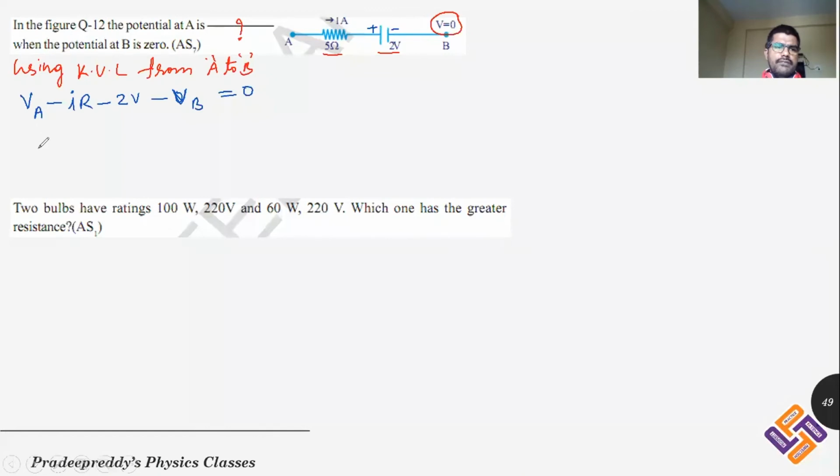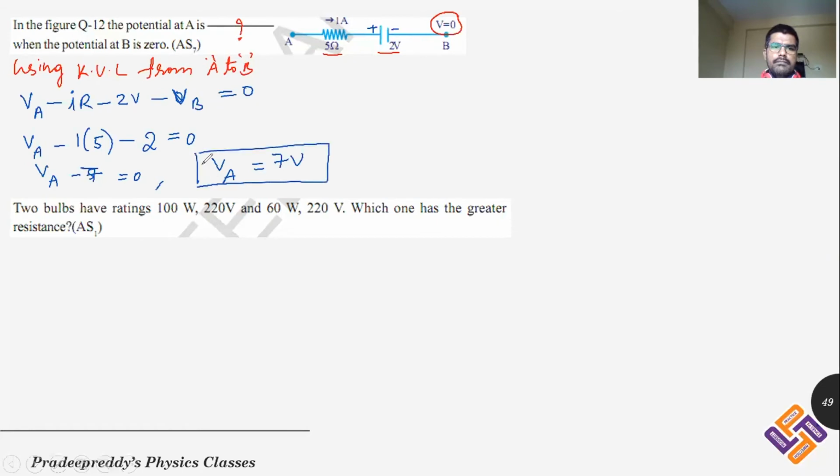So this can be written as VA minus current in the circuit is 1 ampere, resistance is 5 ohm, minus 2 minus 0 is equal to 0. This gives you VA minus 5 minus 2, that is minus 7 is equal to 0. Therefore voltage at A is 7 volt in this particular circuit.